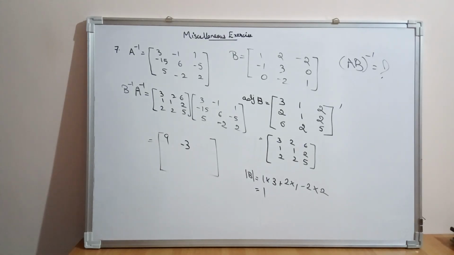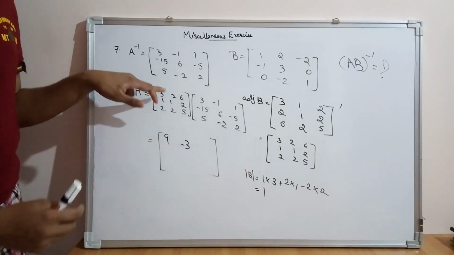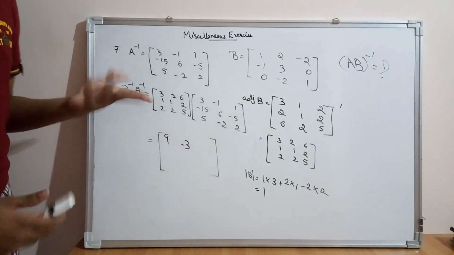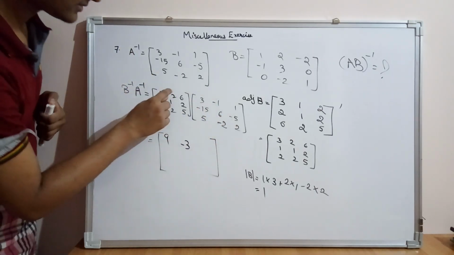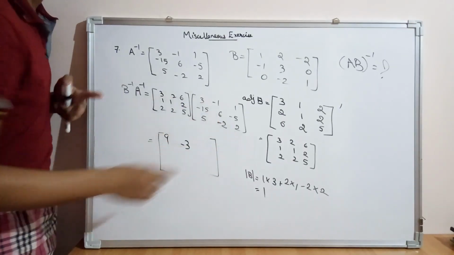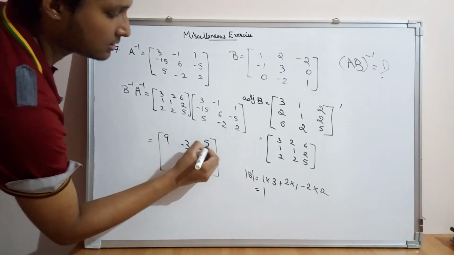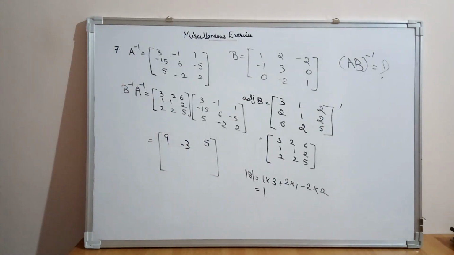6 into 1 is 6. Then minus 3 into 1, that is 3 minus 2 into 5. 3 minus 10 is minus 7. Minus 7 plus 6 into 2 is 12. Minus 7 plus 12 is 5. Okay, we are going to get 5 over here.